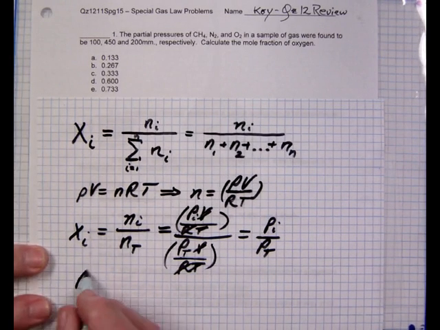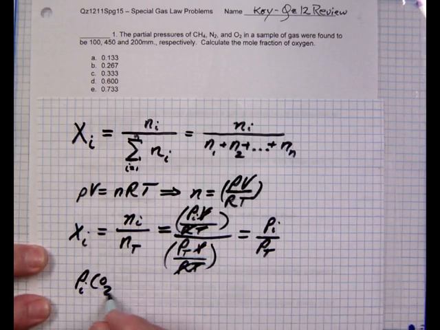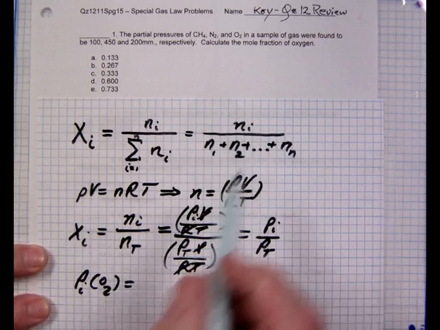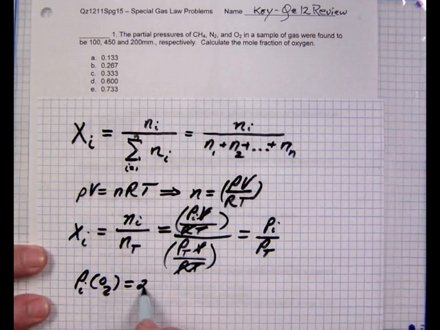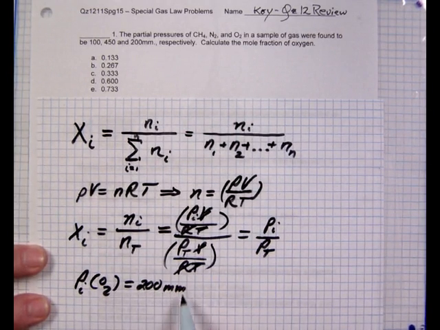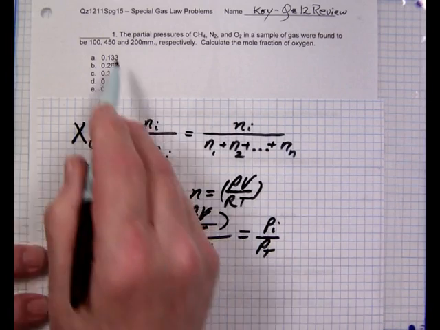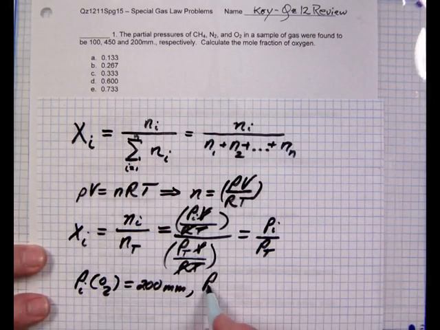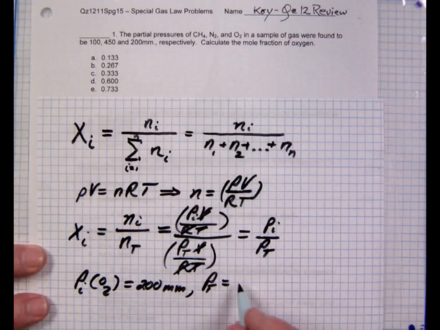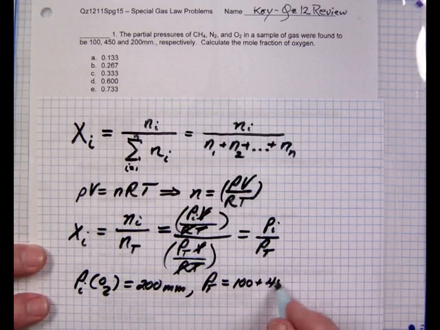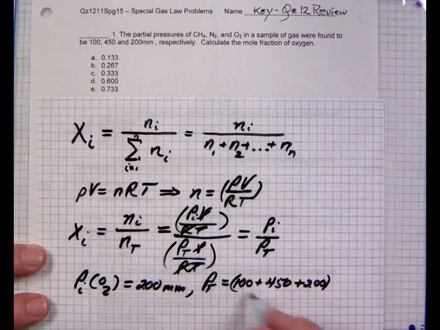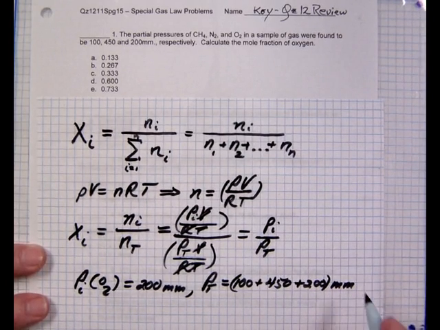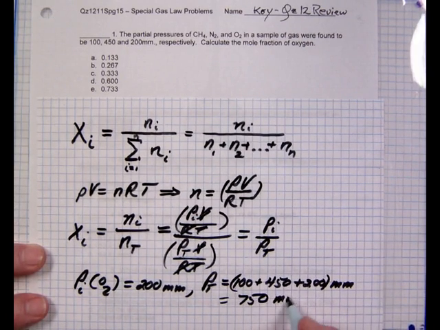Now, the individual pressure for O2 gas was given to be 200 millimeters, and the sum of the pressures, that is the total pressure, is equal to 100 plus 450 plus 200 millimeters, and that would be equal to 750 millimeters.